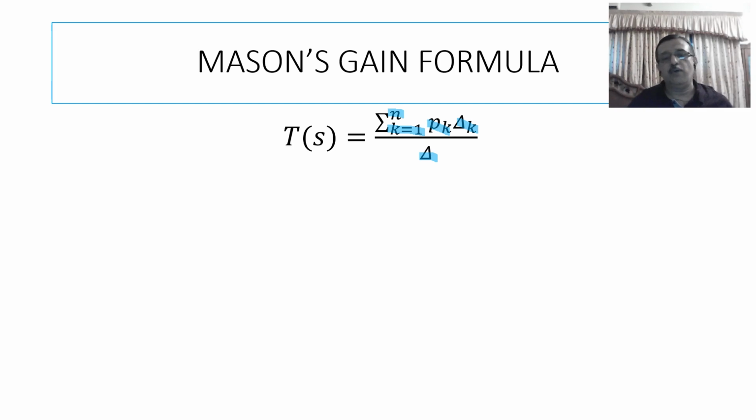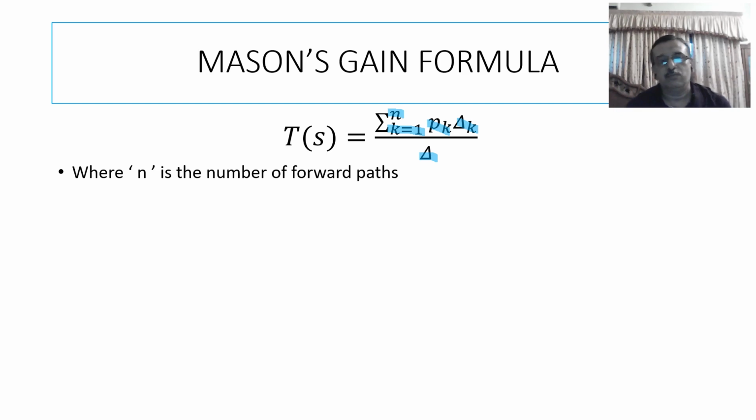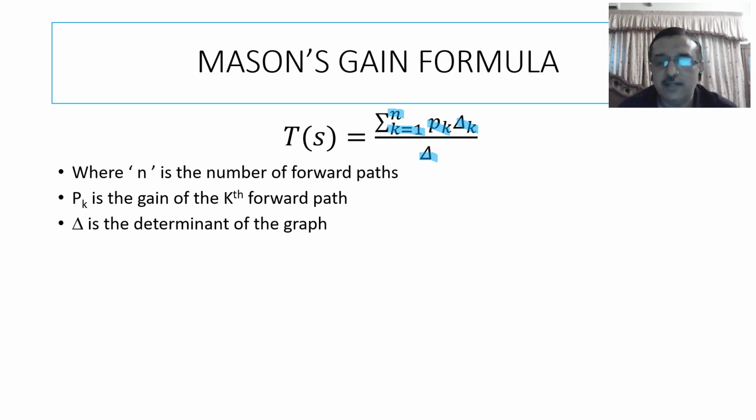So to understand this formula, we should know about all the terms in this formula. So the first term is n. What is n? N is the number of forward paths. What is Pk? Pk is the gain of the kth forward path. What is delta? Delta is the determinant of the graph.